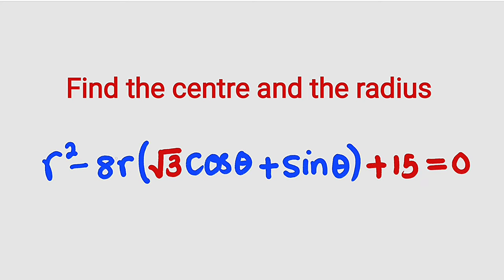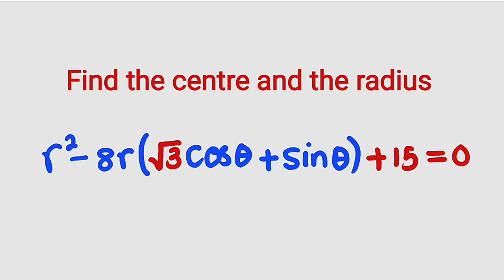We are given an equation of a circle in polar form, which is r squared minus 8r multiplied by root 3 cosine theta plus sine theta plus 15 equal to 0. And we are asked to find the center of that circle as well as its radius.